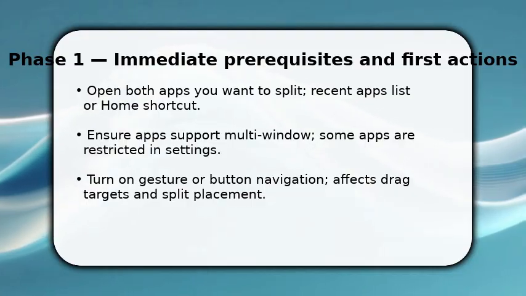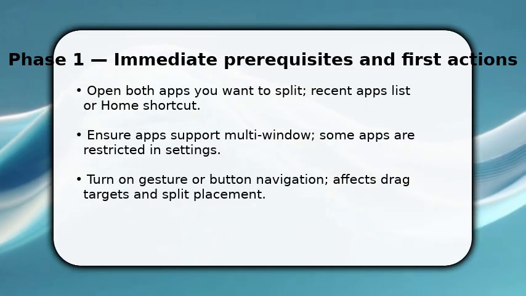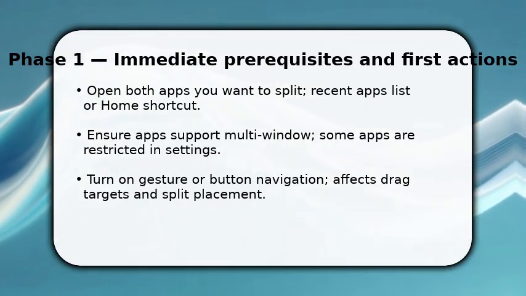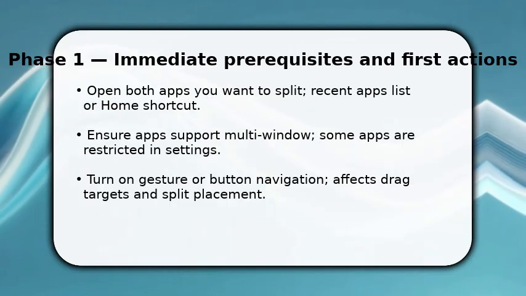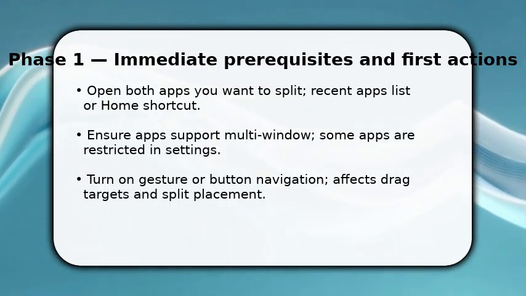You start by launching the two apps you plan to use. Open them now so they appear in Recents. Once done, swipe up or tap Recents to view app cards. Make sure navigation mode is set so you can drag.